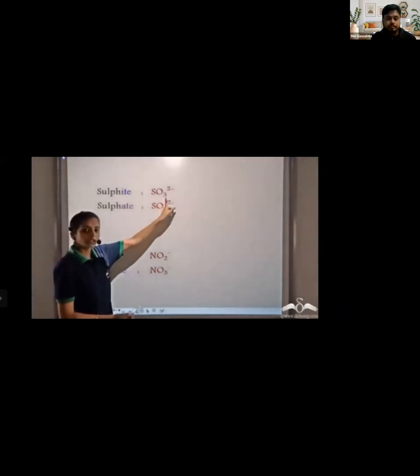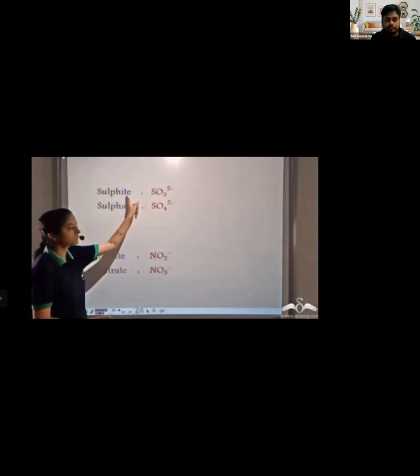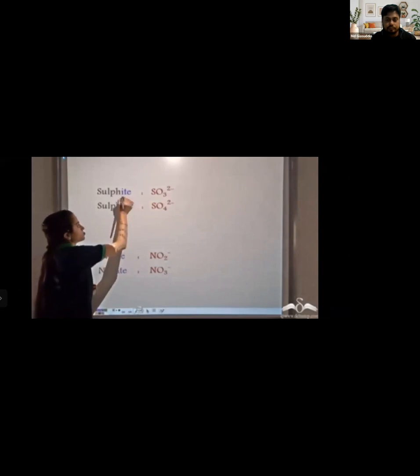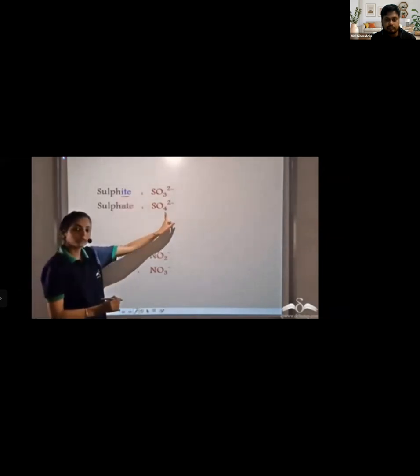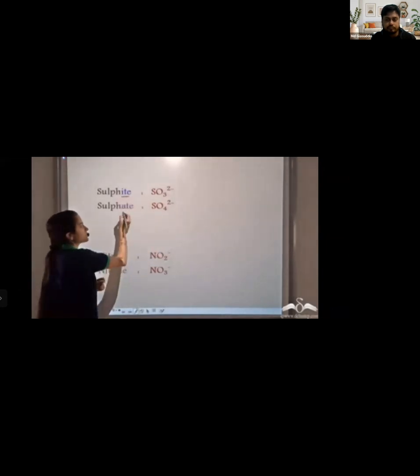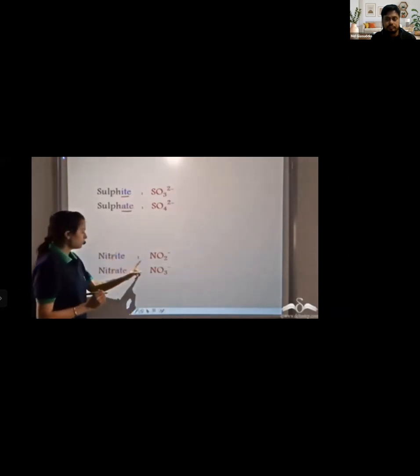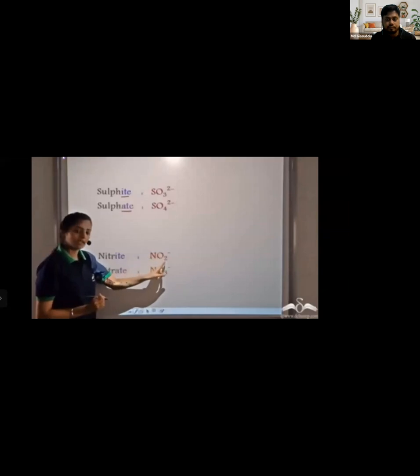When there are a lesser number of oxygen atoms, they are given the suffix "ite". When there are a greater number of oxygen atoms, it's given the suffix "ate". If you observe these two radicals, this radical has a lesser number of oxygen atoms, this has a greater number of oxygen atoms, and this is the only difference between these two.